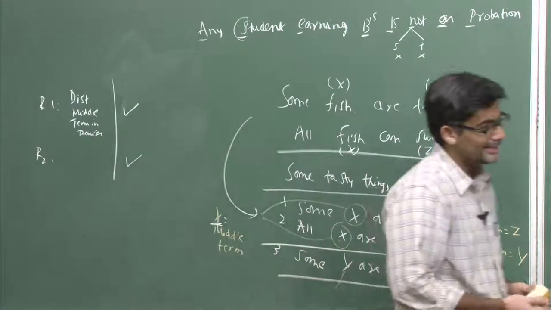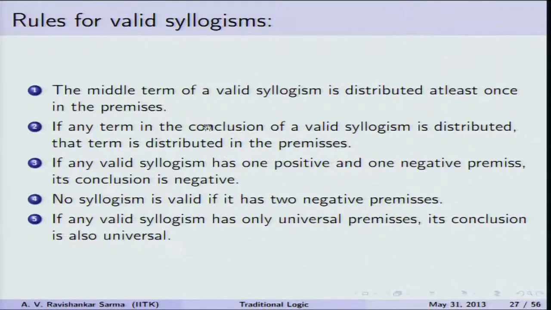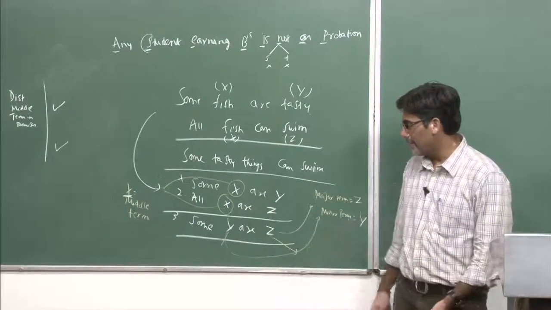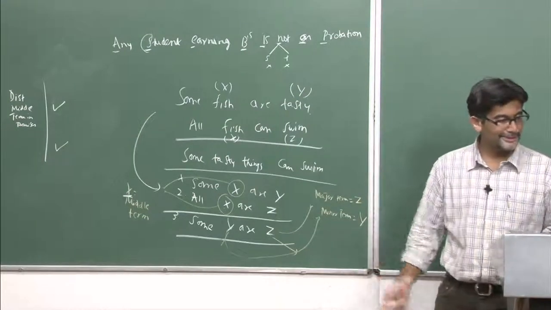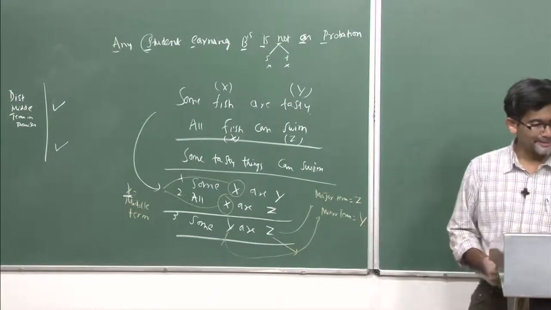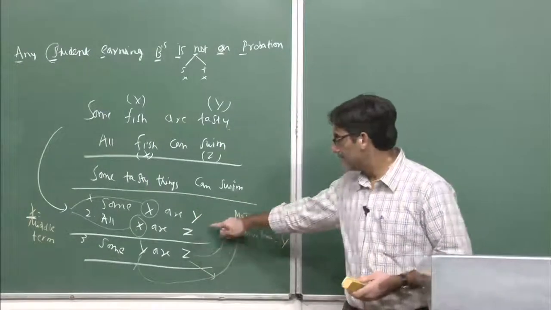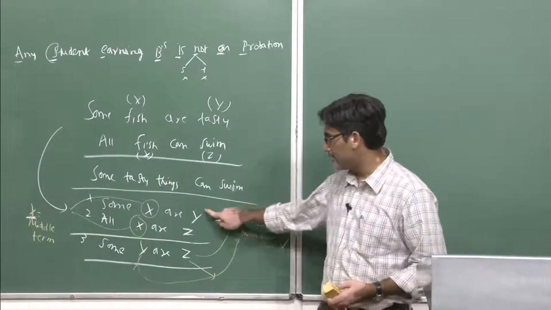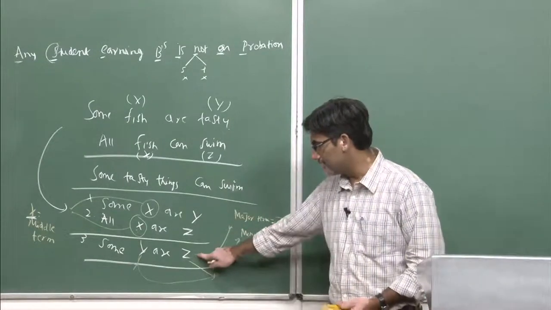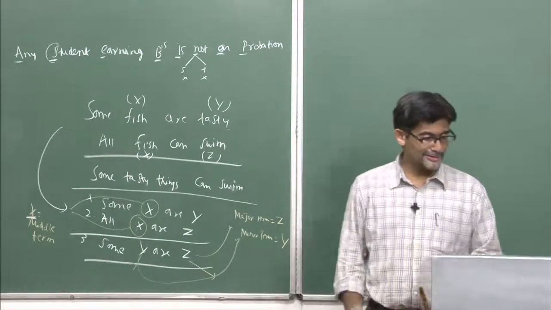Rule number 3 is that if there is one positive and one negative premise, the conclusion has to be negative. Here you won't find any positive and negative premises, so that rule won't apply and follows automatically. The fourth rule is that no syllogism is valid if it has two negative premises. We don't have any negative premises here, all are affirmative propositions. It is an I proposition, an A proposition, and an I proposition. So the fourth rule is also satisfied.